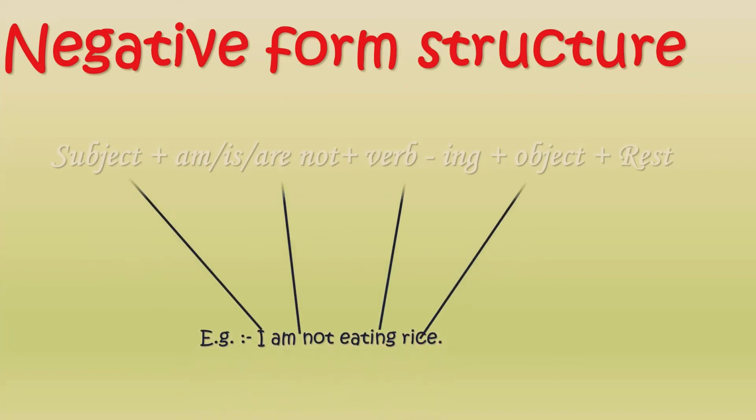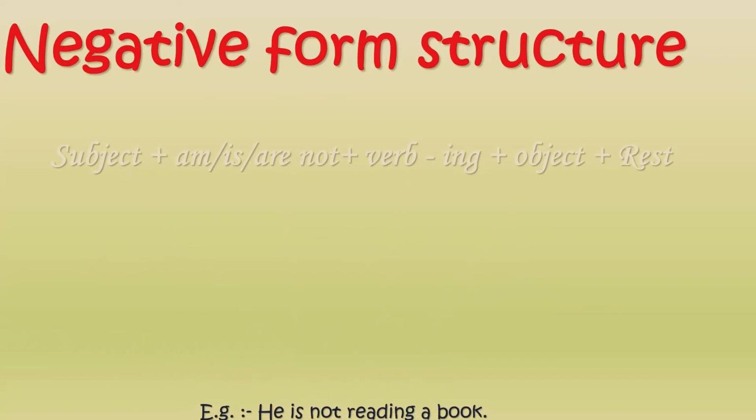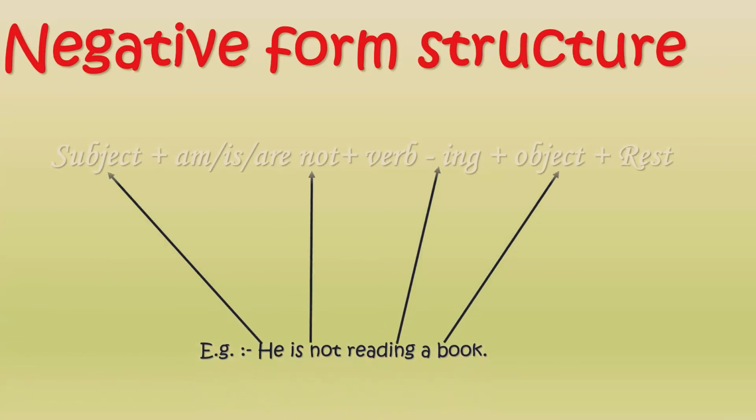I am not eating rice. In this sentence, I is the subject, then use am not. Eating is verb-ing. Rice is the object of the sentence. He is not reading a book. In this sentence, he is the subject, then use is not. Reading is the verb-ing. A book is the object of the sentence.